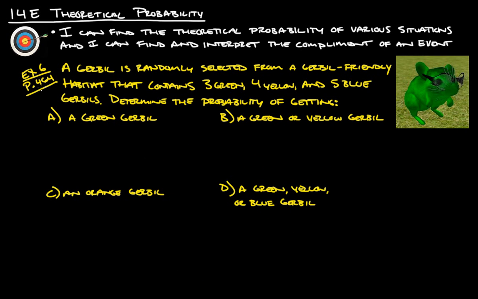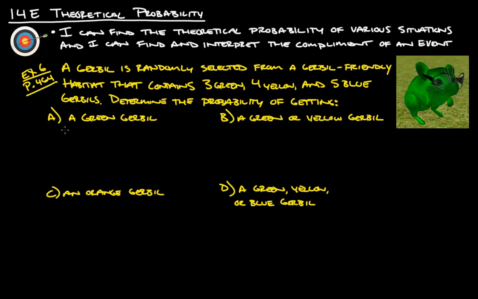This is similar to example 6 from page 464, and it says a gerbil is randomly selected from a gerbil-friendly habitat that contains 3 green, 4 yellow, and 5 blue gerbils. Determine the probability of getting a green gerbil, green or yellow gerbil, orange gerbil, or a green, yellow, or blue gerbil. Okay, so let's see, green gerbil.